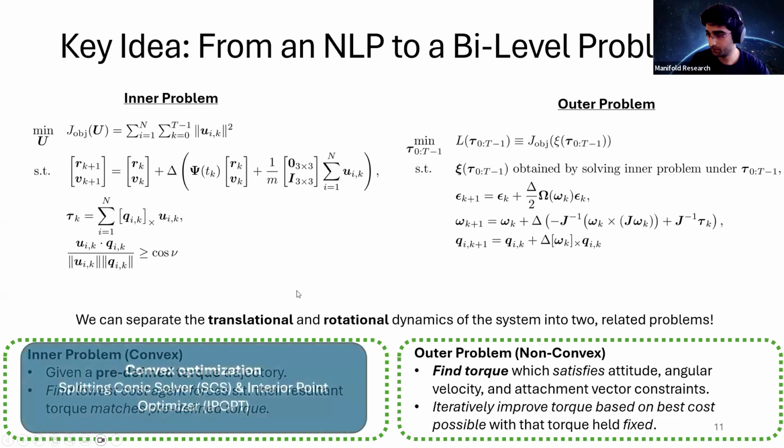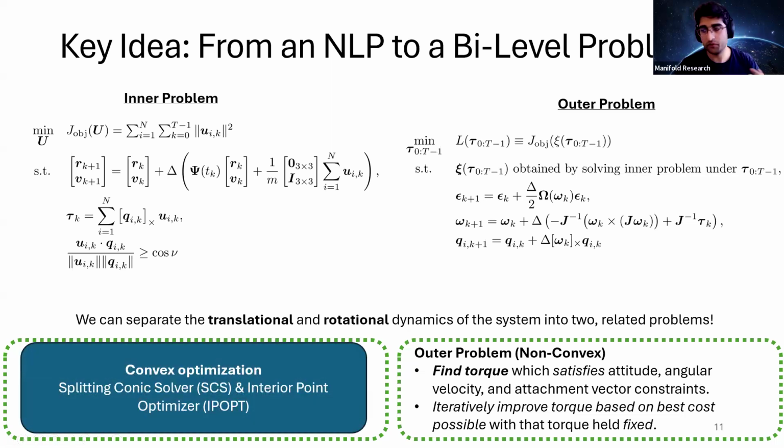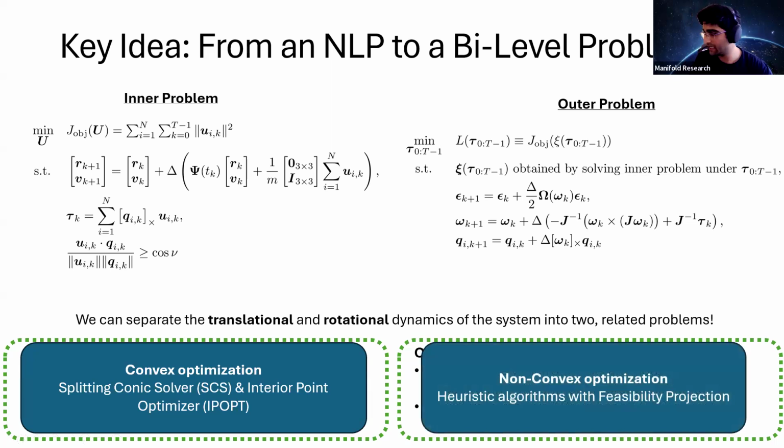Okay, so to solve the inner problem, we use convex optimization techniques. Specifically, we use the splitting conic solver and the interior point optimization solver. The interior point optimizer is actually a non-convex solver, but we use it for comparison in this work. And then for the non-convex optimization, we can't use any nice convex optimization technique. In this work, we use heuristic algorithms, genetic algorithms, and particle swarm. These algorithms are well suited for exploring non-convex solution space. And so that's what we use.